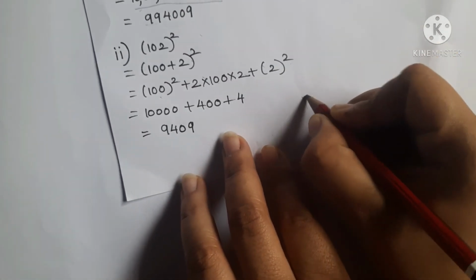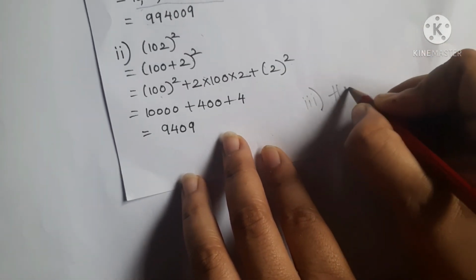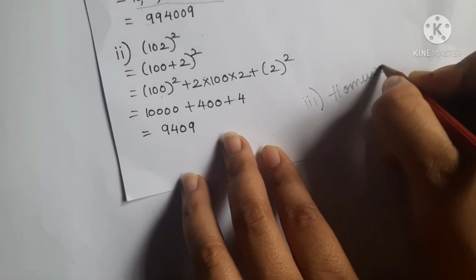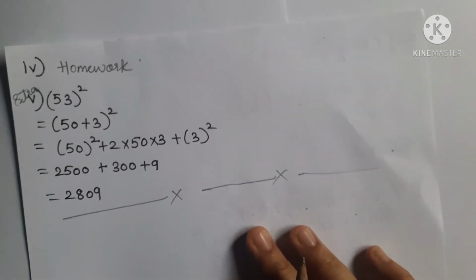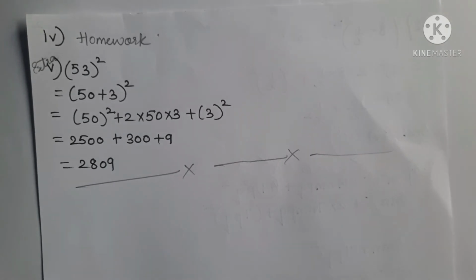Now the third sum you do for homework. Now the fourth sum also you have to do for homework. I will show you one extra fifth sum. Now that is 53 square.